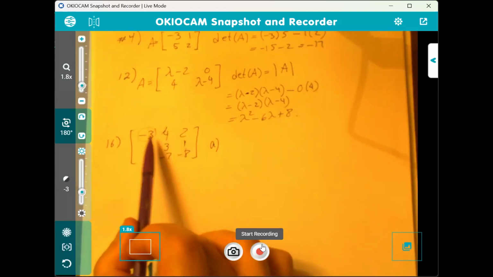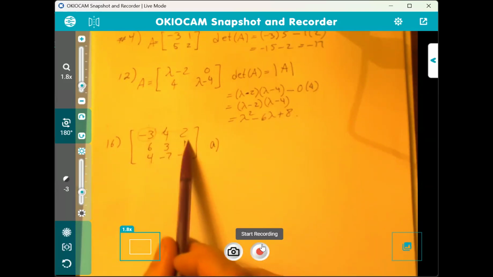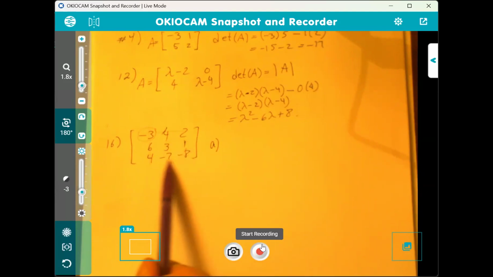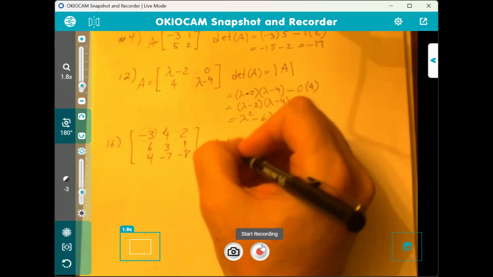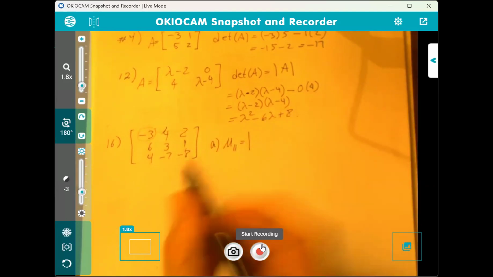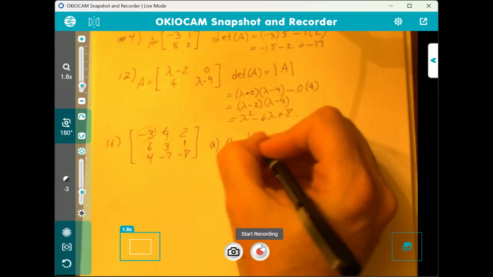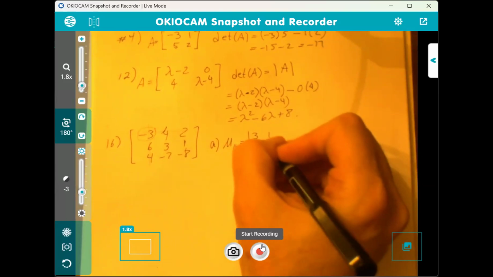So once we delete the row and delete the column, all that remains is this 2 by 2 matrix right down here. Therefore, I'm going to write the minor of 1, 1, first row, first column, as the determinant of 3, 1, negative 7, negative 8.